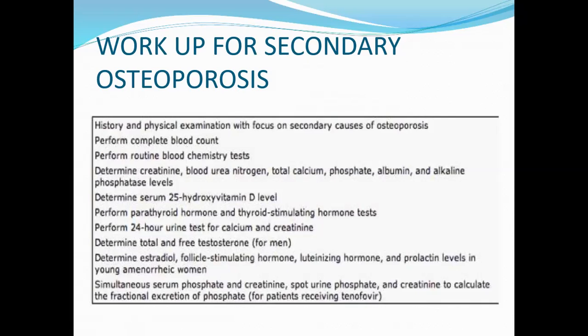Determine the serum 25-hydroxy vitamin D level. Then parathyroid hormone, then thyroid stimulating hormone, which also plays an important role in the release of vitamin D or the utilization of that calcium. Then perform a 24-hour urine test for calcium and creatinine level.